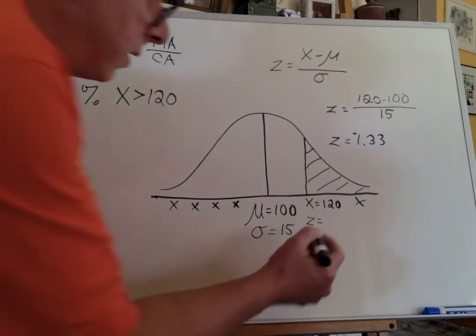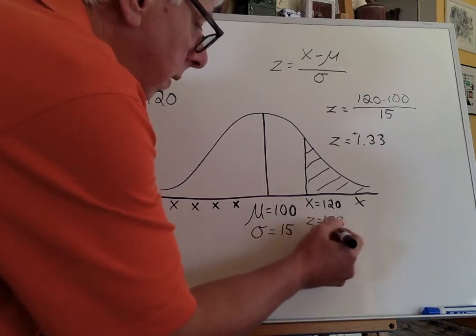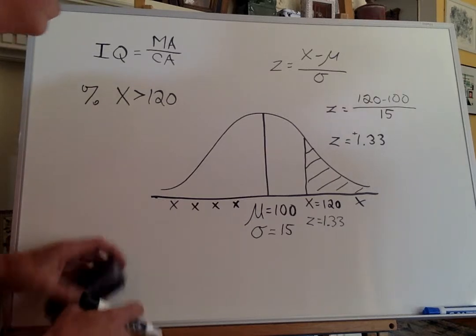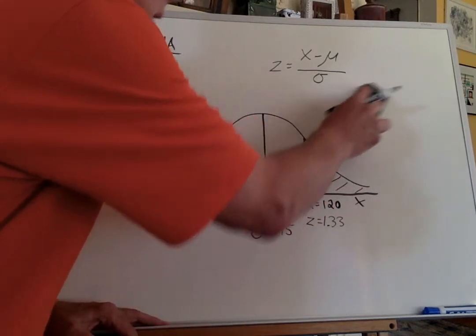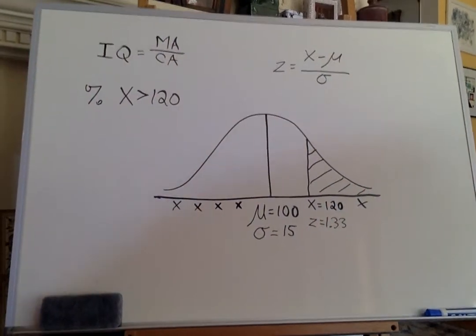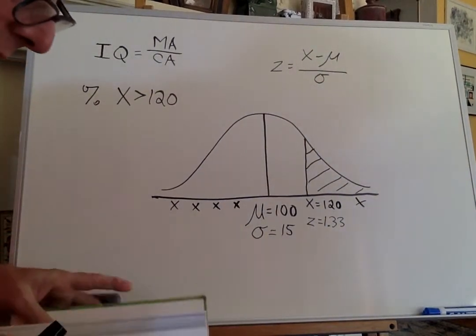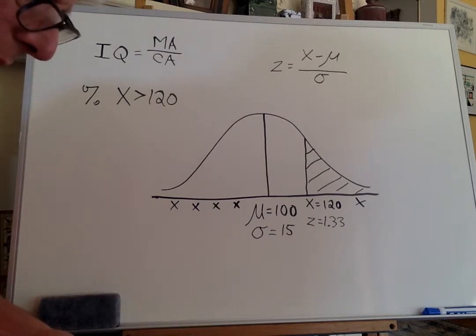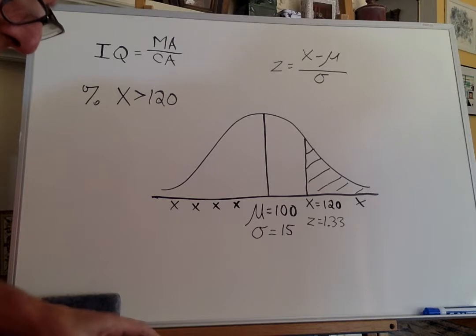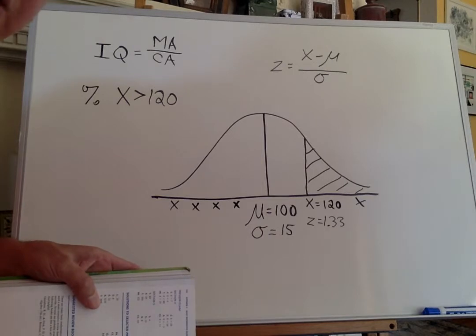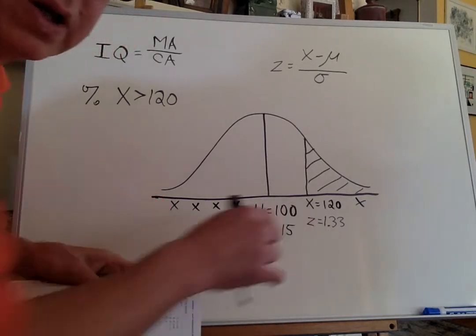Well, guess what that does for me? It allows me now to go to the unit normal table and find out what percentage of people are in the tail, okay? And so let me just erase this. I'm going to pick up my textbook. You need your textbook again, okay? If you don't have it, pause the video and go get it because you'll need it. And I'm going to look at Appendix B, the unit normal table, and I'm looking for a z-score now of 1.33, okay?